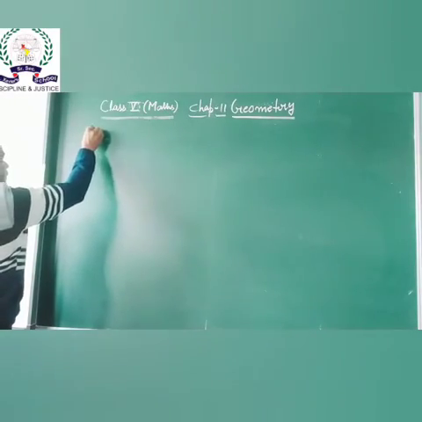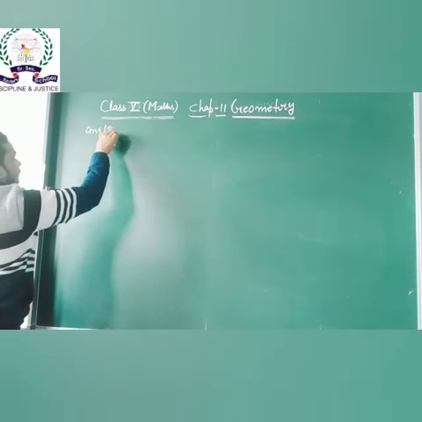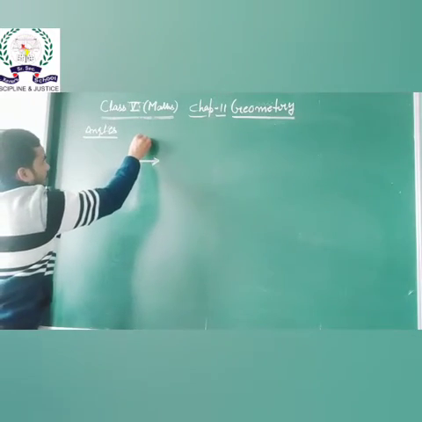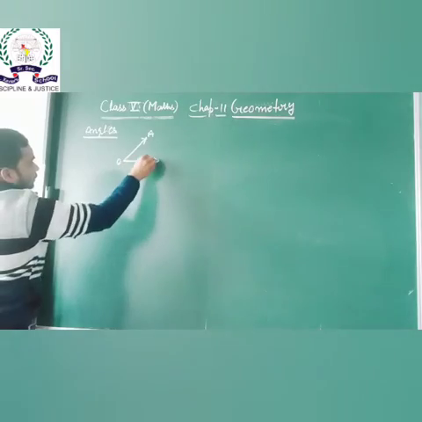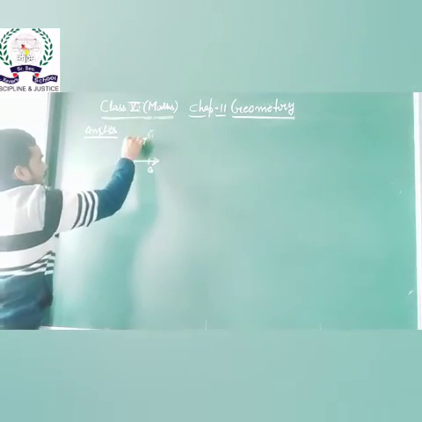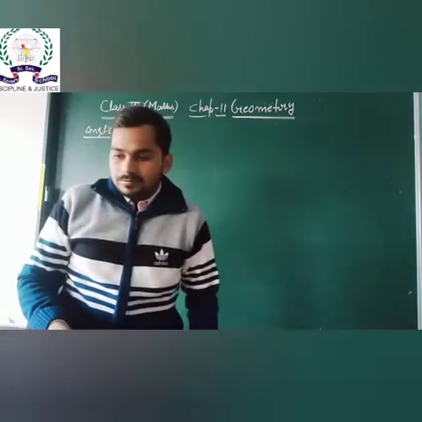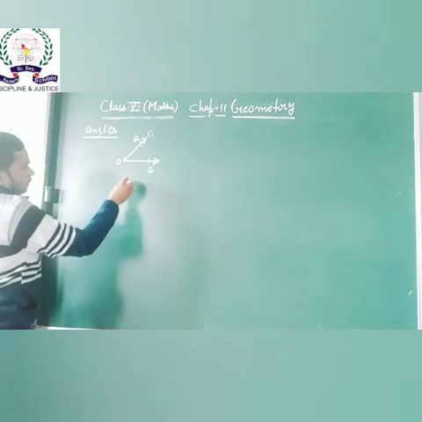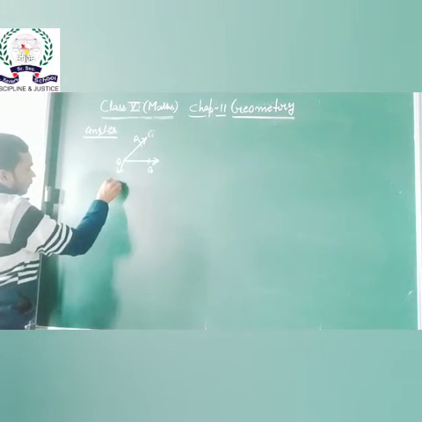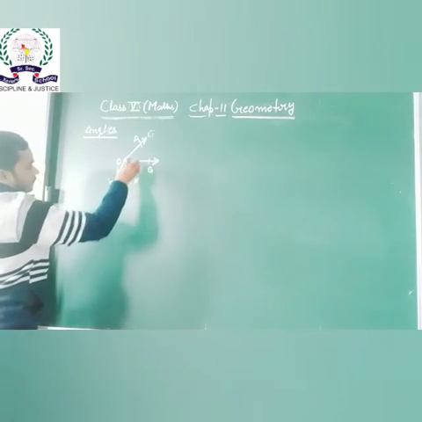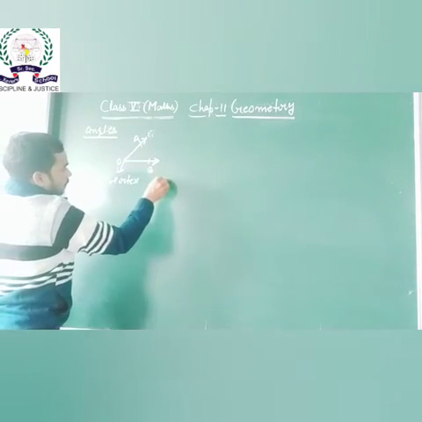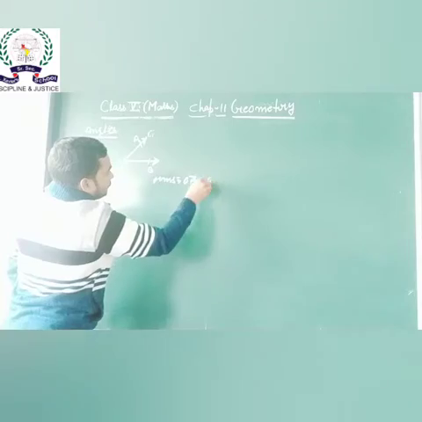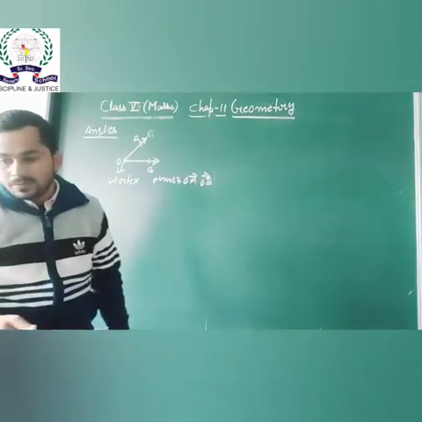First is the angle. If we take the example of angle AOB, the common end point is the vertex, that is O, which is called the vertex, and these are the arms. The arms are OA and OB. OA and OB are the arms of the angle.